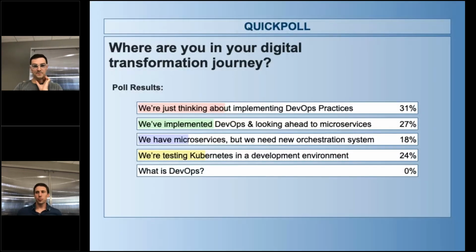All right, looks like the majority of folks have implemented DevOps and are looking ahead to microservices. Oh, nope, I'm sorry. They're just thinking about implementing DevOps practices, followed by we've implemented DevOps. So looks like people are down the path. Yeah, this is interesting. I mean, it's pretty typical. There's a mix. And obviously, if this is a court of law, I'd be accused of asking leading questions when it comes to microservices and Kubernetes. But I mean, it makes a great deal of sense.